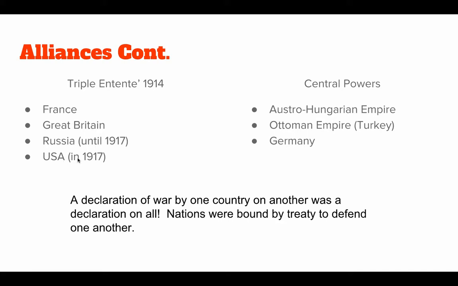Now, these weren't the only countries that were involved in the alliance system. There were many more countries. These happen to be the larger ones, and these are the ones that bore most of the cost of the fighting.